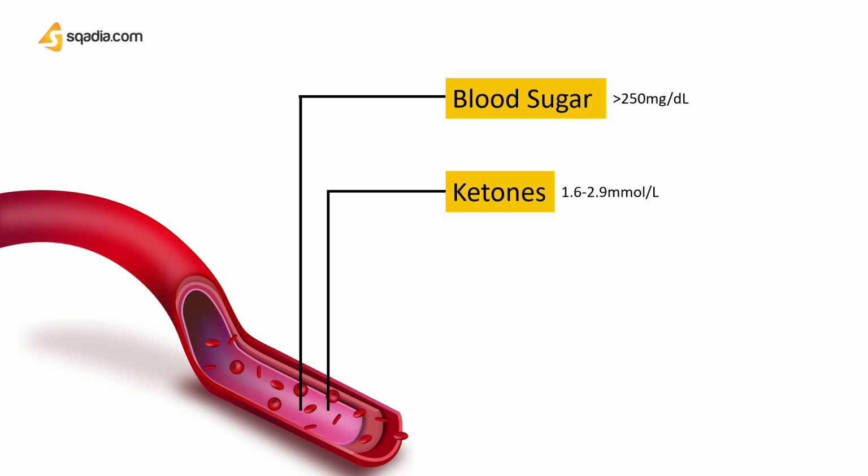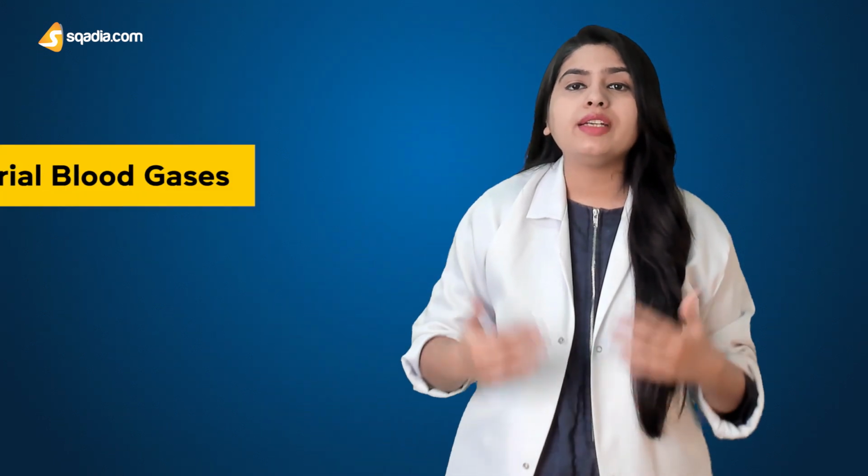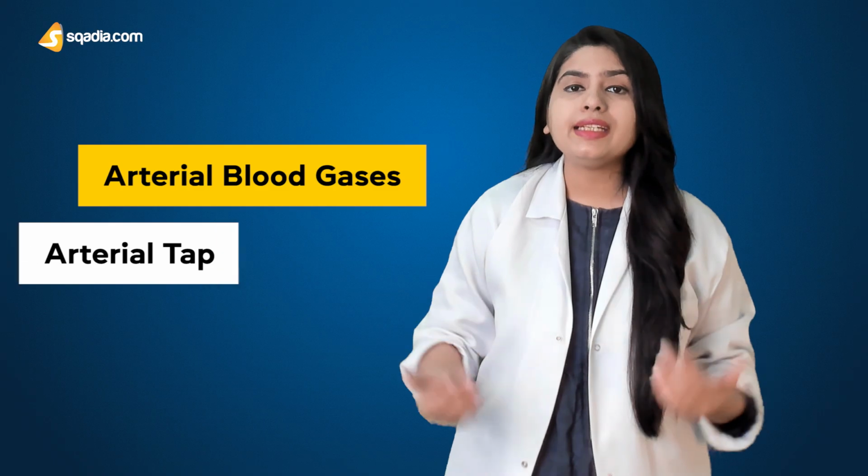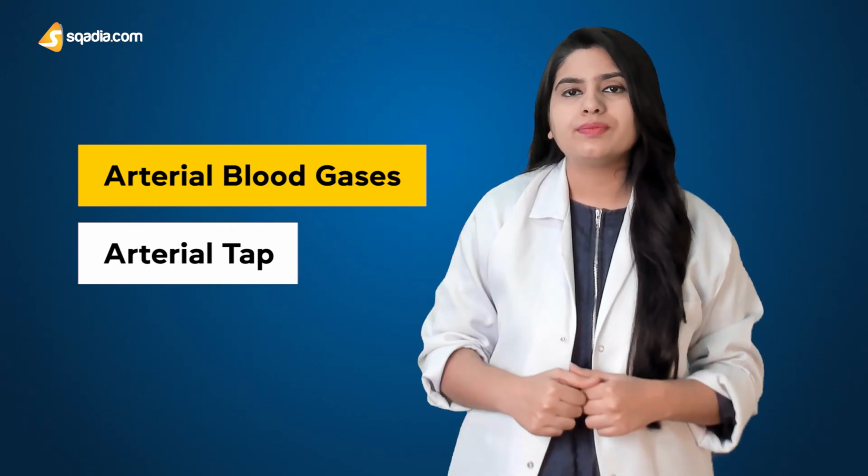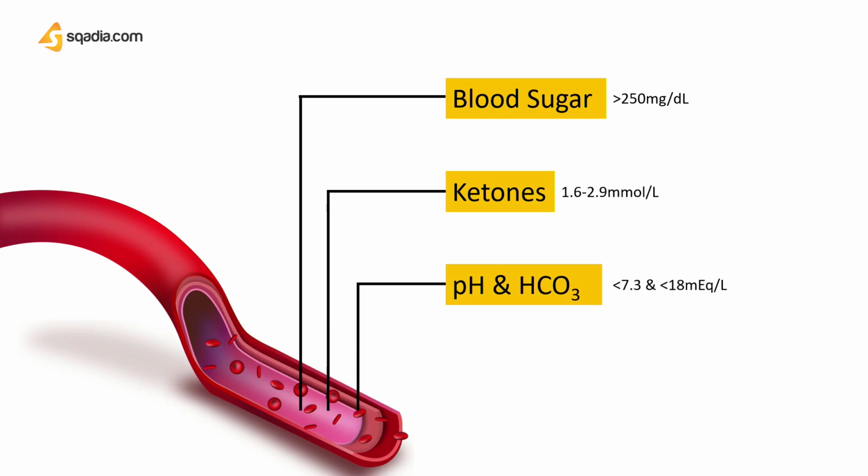We will also measure the pH of the blood. Now, because of the excess of ketones, which happen to be acidic in nature, your blood will become acidic. For this, it is necessary to have an arterial blood gas or an arterial tap done to investigate. The pH will be less than 7.3 and serum bicarbonate level less than 18 milliequivalent per liter.